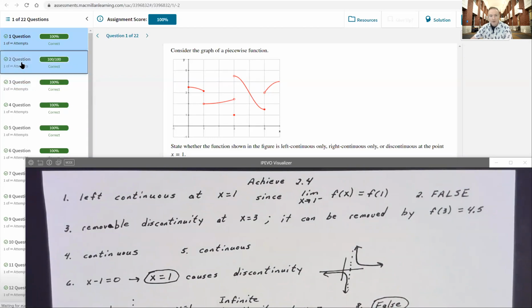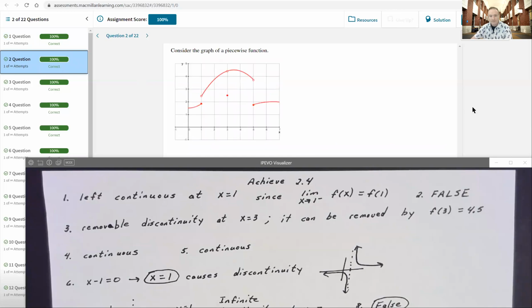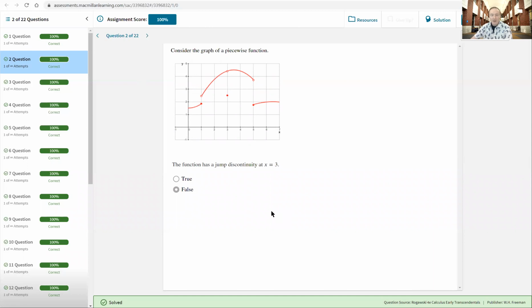Okay, for the next problem here, we have a slightly different function given. It says the function has a jump discontinuity at x is equal to 3, and then just true or false. Okay, a jump discontinuity would be like what happens at 5, where there is a finite number of y values difference from the left-hand limit to the right-hand limit. That is certainly not what happens at 3.